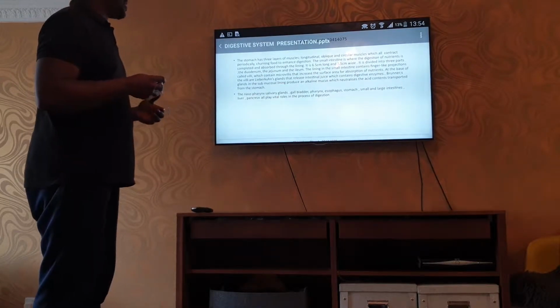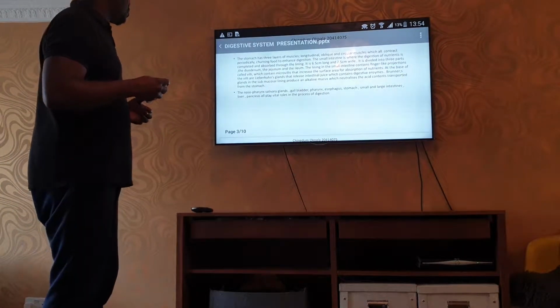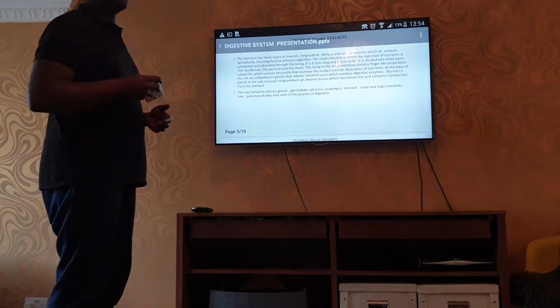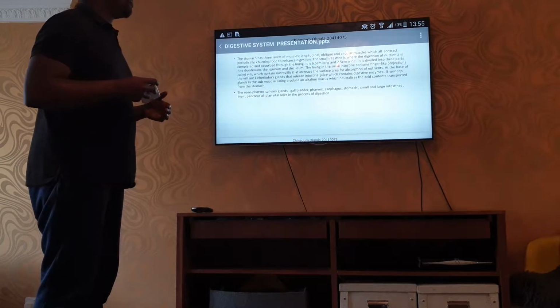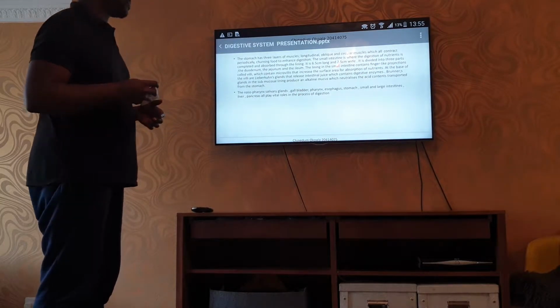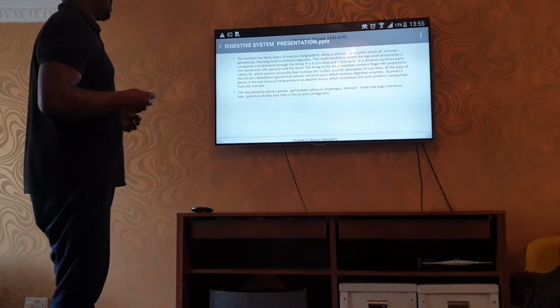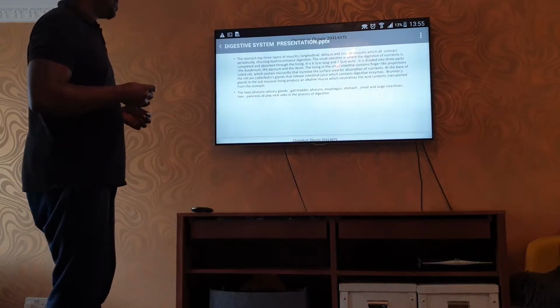The small intestine is where the digestion of nutrients is completed and absorbed through the lining of the small intestine. It is 6.5 centimeters long and 2.5 centimeters wide. It is divided into three parts: the duodenum, the jejunum, and the ileum.